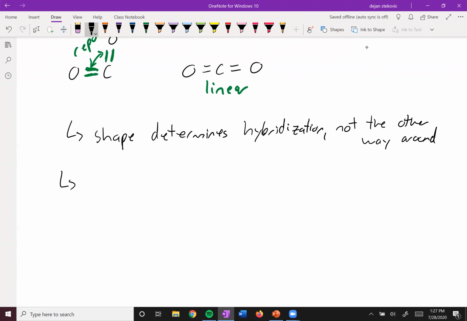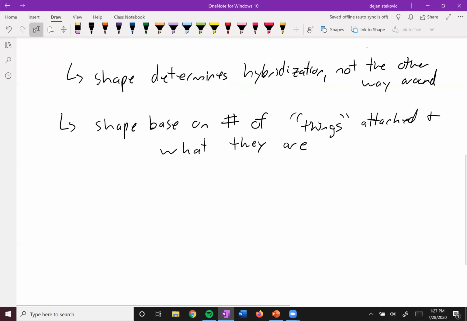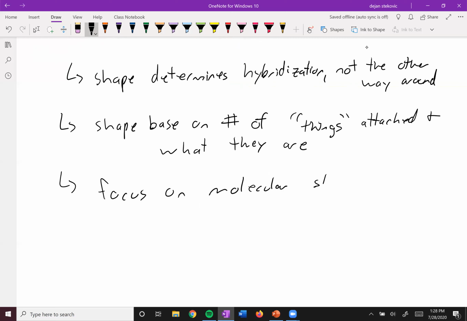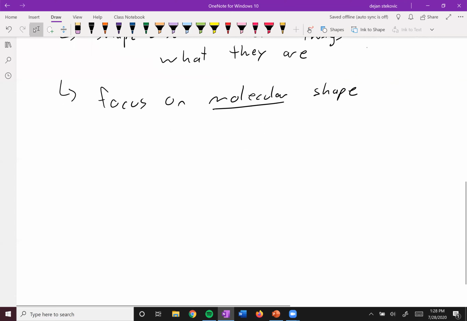And so similar to hybridization, the shape is based on the number of things attached. But here it does matter what they are. So as you'll see, we'll treat a lone pair slightly different than an atom. And so for our purpose of our class, we're going to focus on the molecular shape. In general chemistry, you learned the molecular and the electron shape. We're mostly going to focus on the molecular shape.